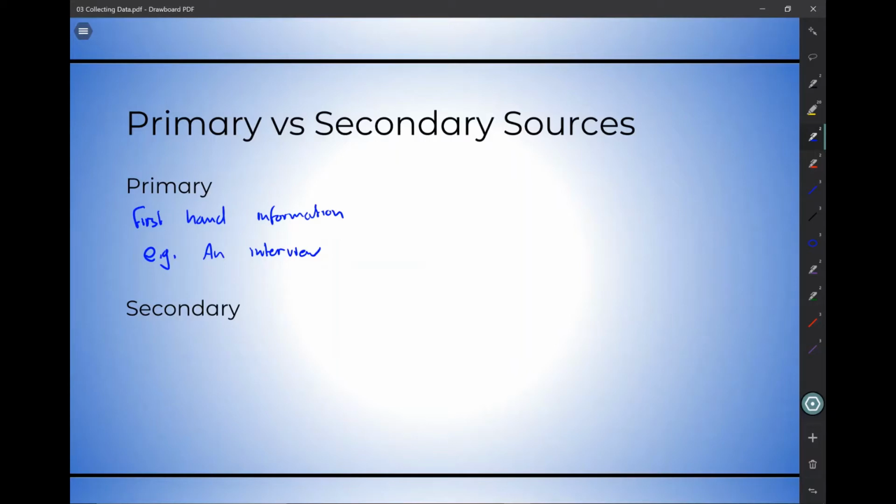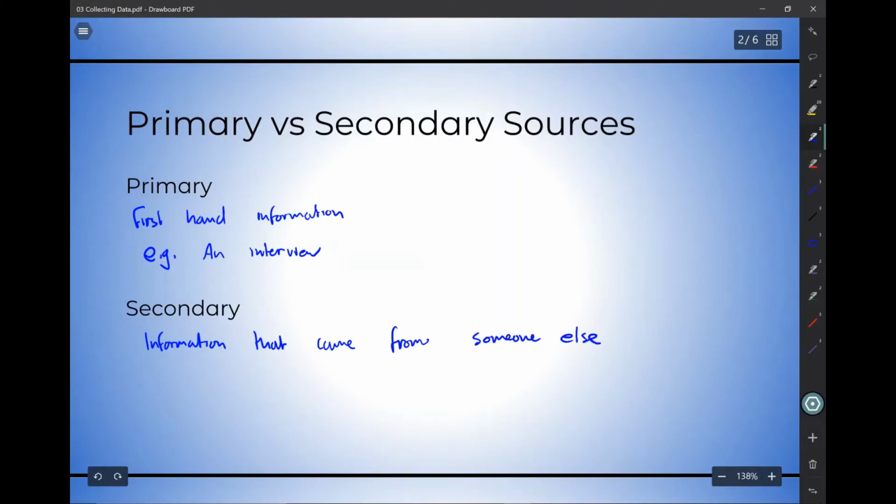A secondary source is information that has come from somebody else. For example, a textbook.